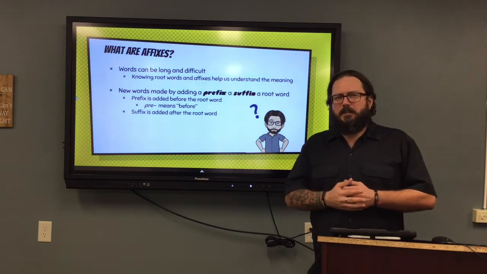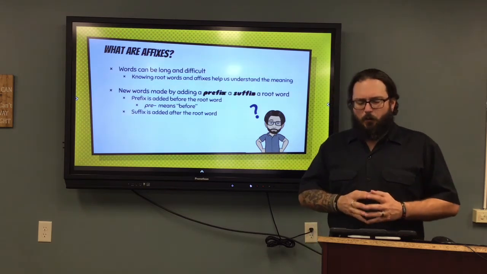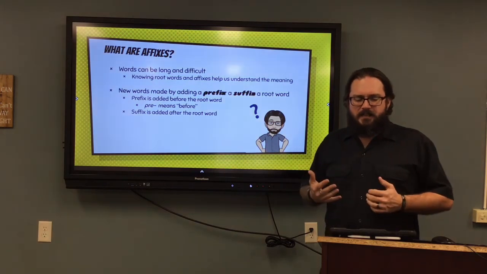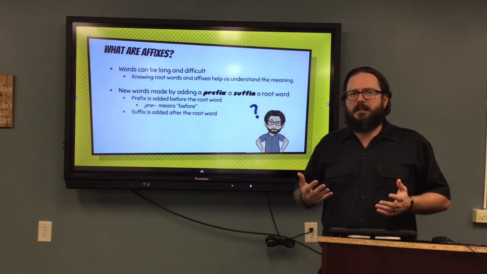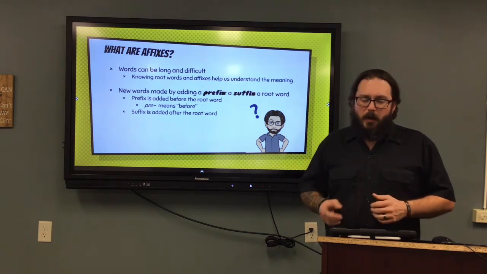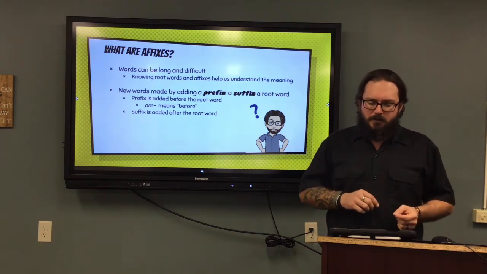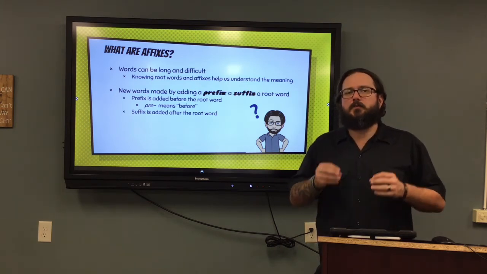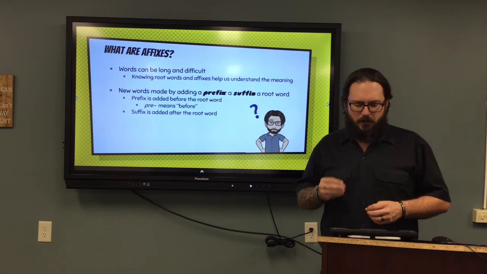So let's think about affixes for just a moment before we get into some examples. Reality is that we encounter words that can be both long and difficult. But if we know the root words and understand affixes, it will help us to understand the meaning of those words.